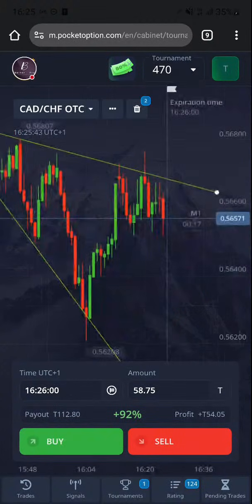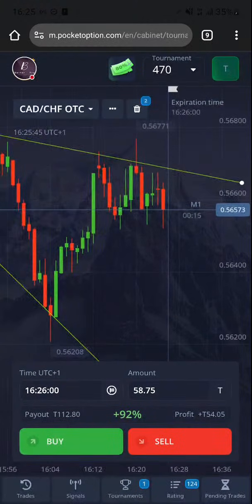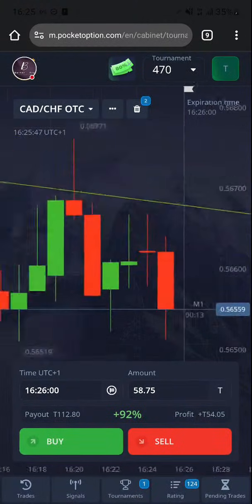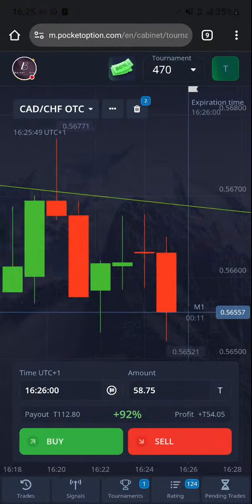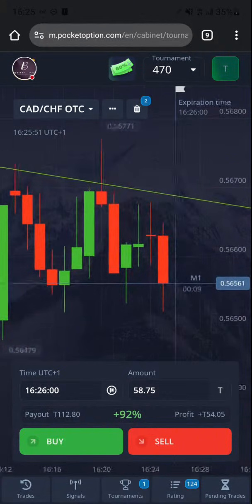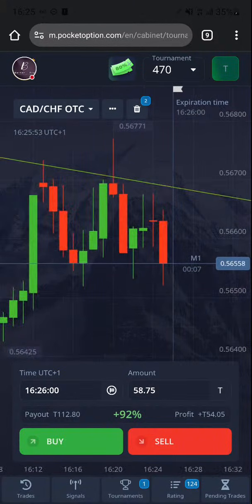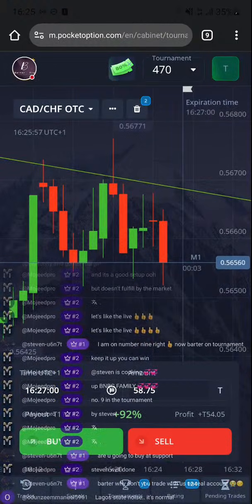So we have this basic market structure here. The sentiment of the market is downwards right now. But you see this doji, I really don't know what's up with the doji right now. And we have two rejections from this downside.